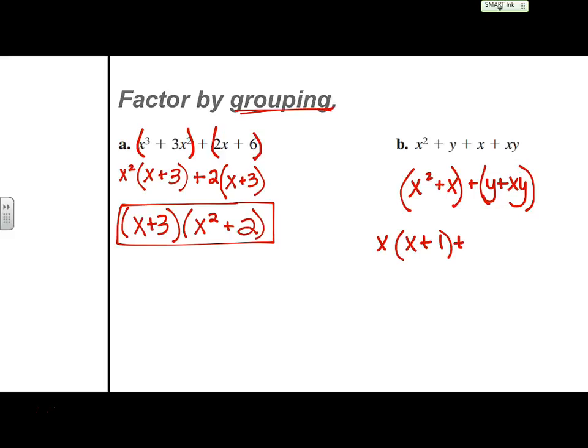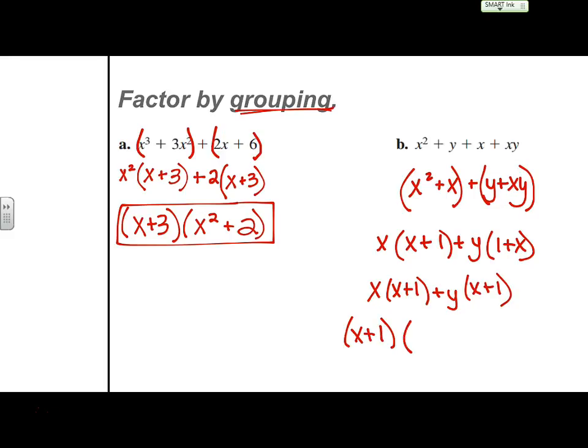Now it's going to look a little funny, but isn't x plus 1 the same thing as 1 plus x? So I can take a quick step and rearrange it to be x plus 1. Now I can say, what's shared? X plus 1. So we're going to pull the x plus 1 out, and we're going to say, who is left? X is left when I pull that x plus 1 out, and y is left.